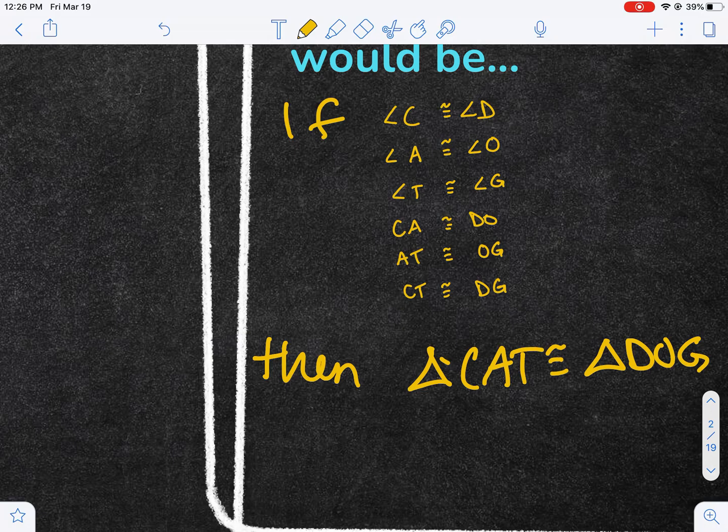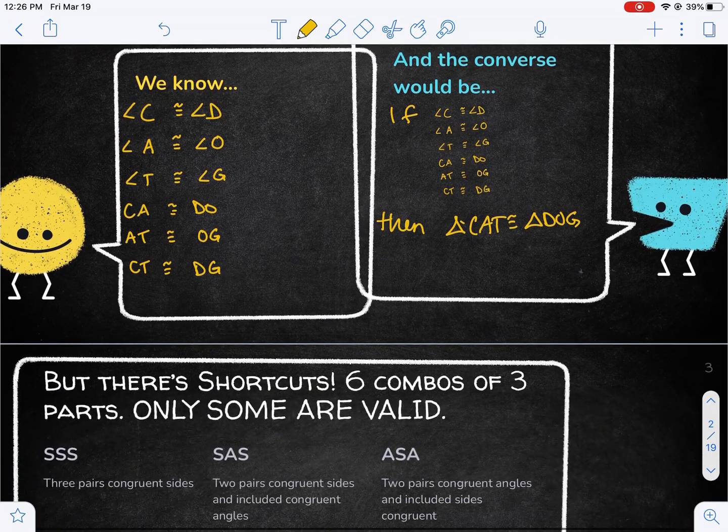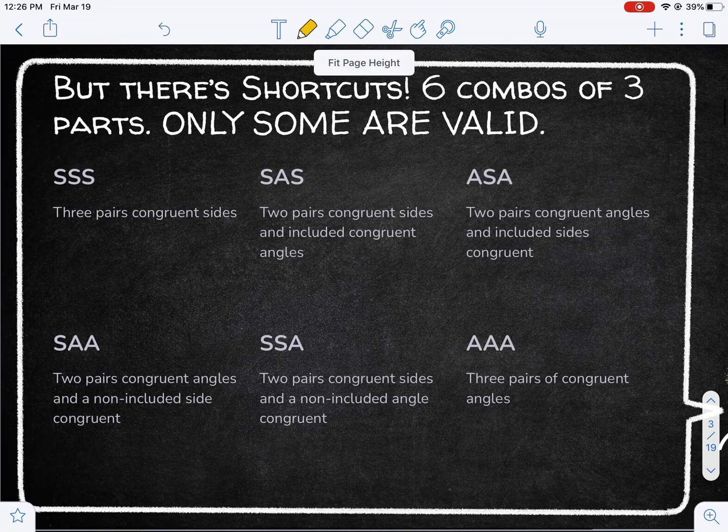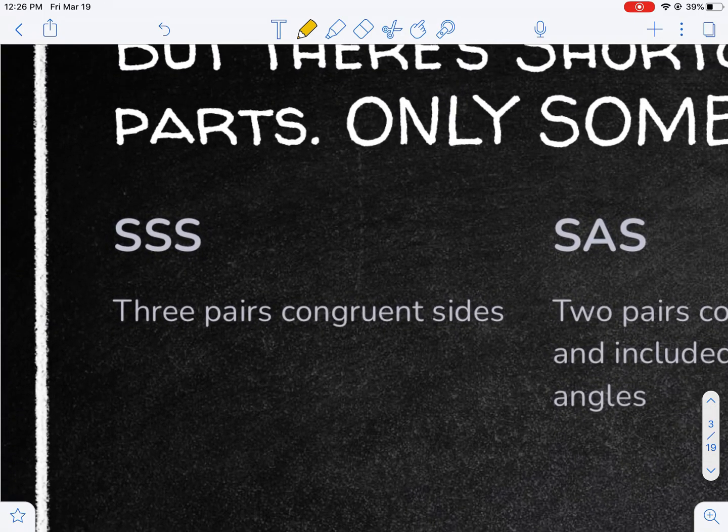And so some mathematicians came along and they're like, I bet there's a way we can prove that we only need 3 things to get some congruent triangles. So here are all the ways we can have just 3 parts within triangles. Only some of them are going to be valid, and we're going to go through each one and determine which ones work and which ones don't.